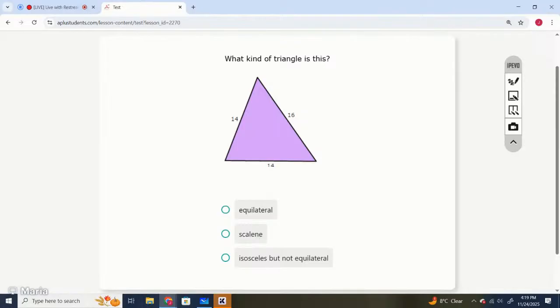What kind of triangle is this? So all the sides are equal in measurement. So what kind of triangle is it? Two of the sides are equal in measurement, so isosceles but not equilateral.